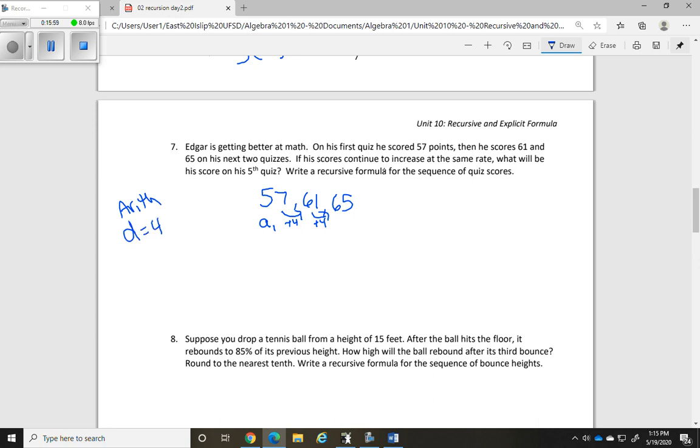So let me finish. If his scores continue to increase at the same rate, what will be his score in a fifth quiz? 1, 2, 3, 4, 5. So I put dashes so I know how far I'd have to go. I'm adding on 4 each time.